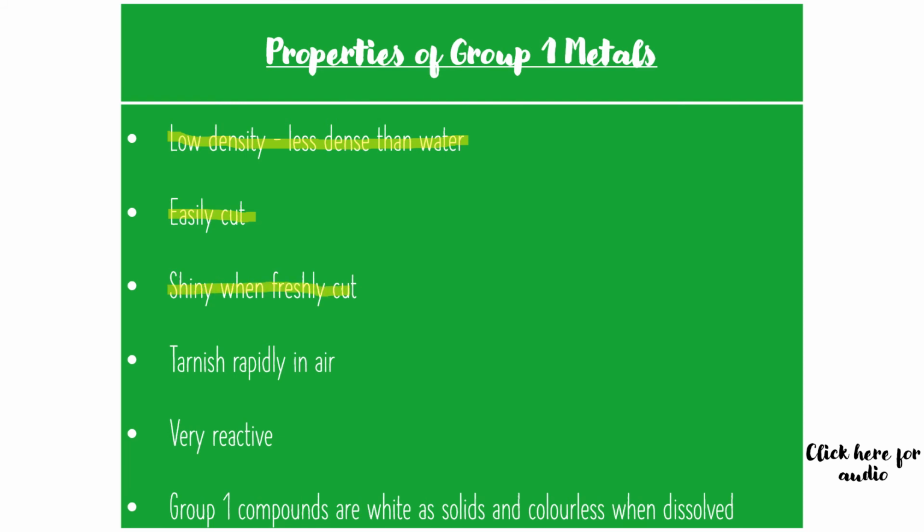They're shiny when freshly cut. Metals are shiny, so they're shiny until they start to react. And then when they react, they tarnish rapidly in air. They become very dull. They're very reactive, and that's an easy one to learn. And then finally, group 1 compounds are white as solids and colorless when dissolved. So they are white when you react them with something and keep them as a solid, but if you react them and they turn out to be a solution, they will be colorless.